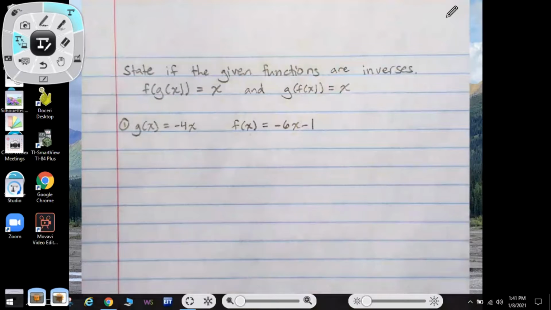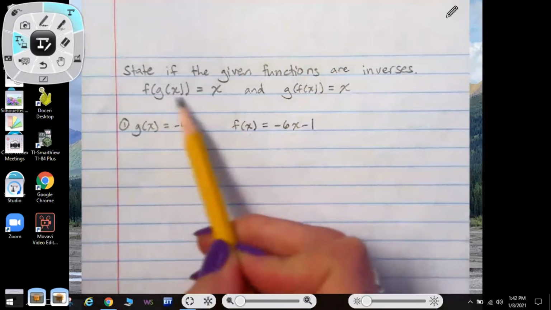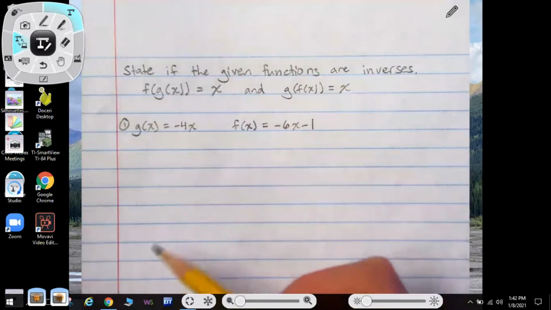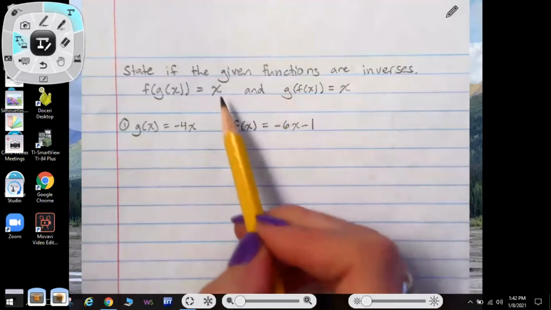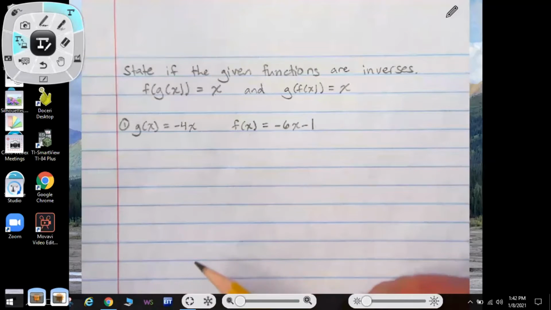So our two functions on number 1: g of x equals negative 4x, and f of x equals negative 6x minus 1. And we want to know if these two functions are inverses. So we're going to have to work out the composition of functions and see if we get x as our answer. If we do on both of these, then they are inverses. If we don't, if either one of these doesn't work out, then they're not inverses.